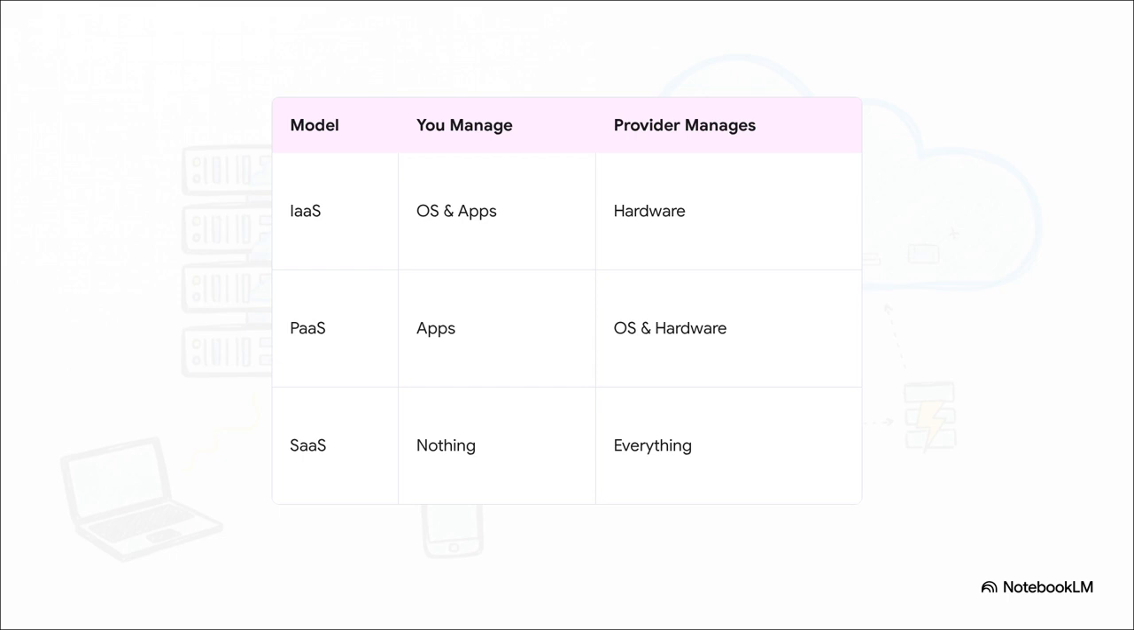In IaaS, or Infrastructure as a Service, the cloud provider basically just hands you the bare hardware. You have to manage the operating system and everything layered on top of it. It's great for things like deploying virtual servers. Moving up a level, in PaaS, or Platform as a Service, the provider manages the hardware and the OS, leaving you to just focus entirely on managing your applications.